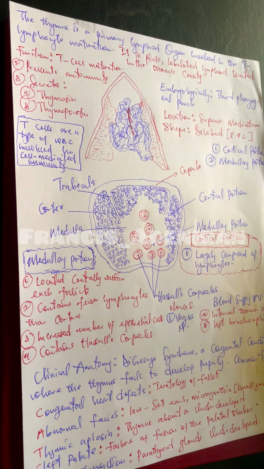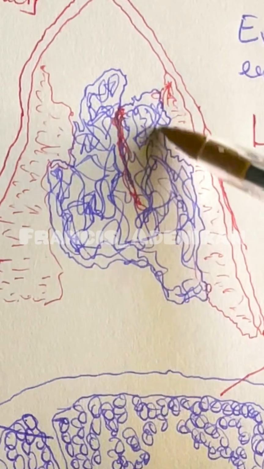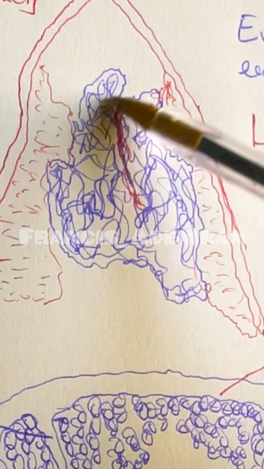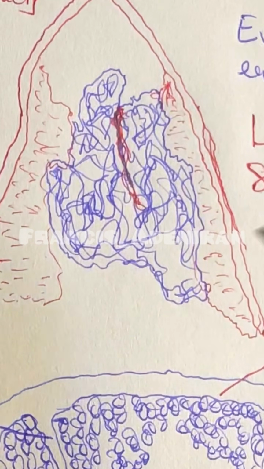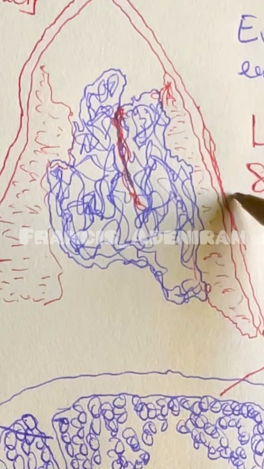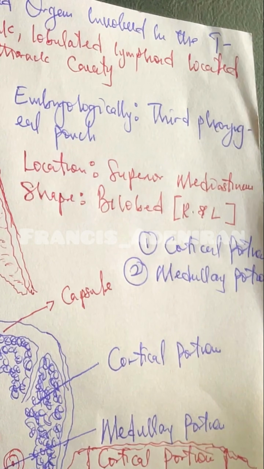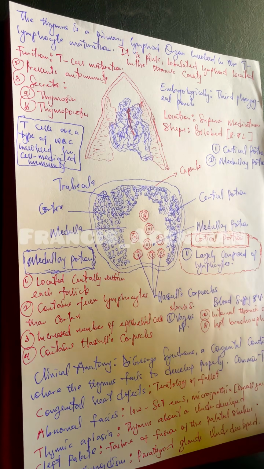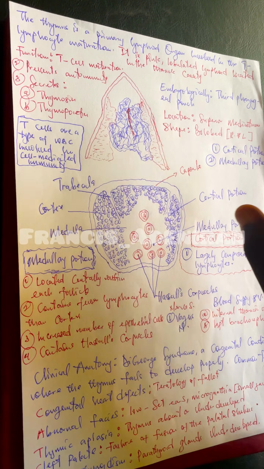Now, it is somewhat pinkish in color, and it is a lobulated lymphoid organ. So if this is a diagram of the thymus, it contains lobes, and the shape is bilobed. That means it's divided into a right lobe and a left lobe. Now, by location, it is located in the superior mediastinum in the thoracic cavity, and embryologically, it is derived from the third pharyngeal pouch.